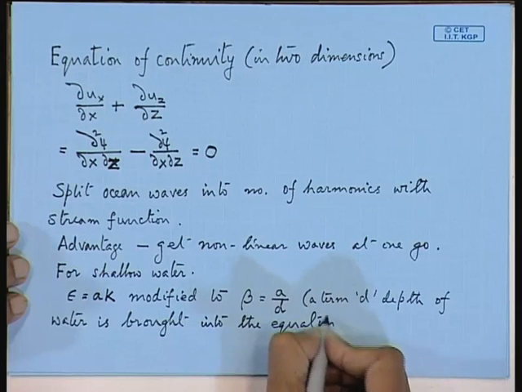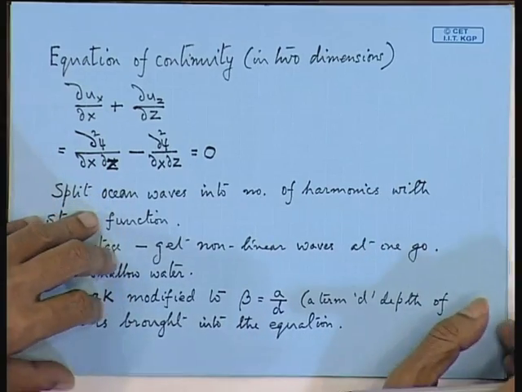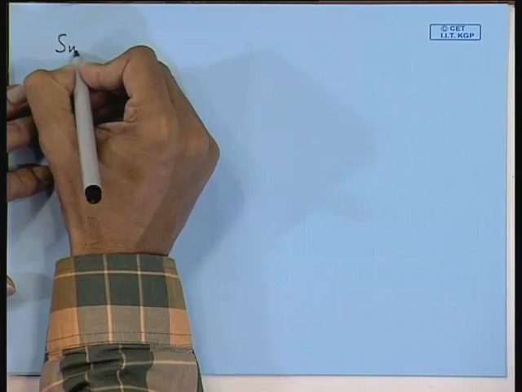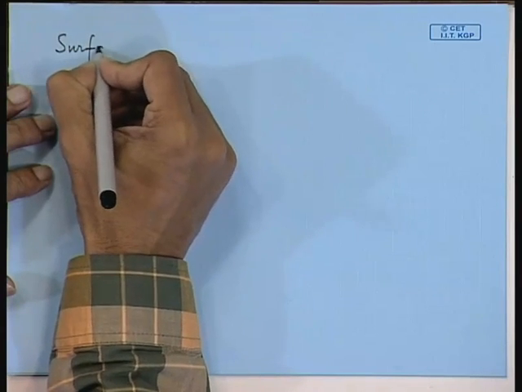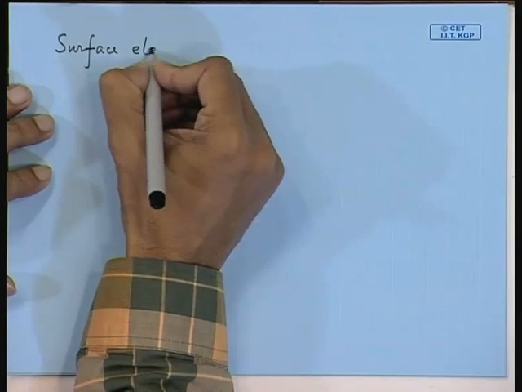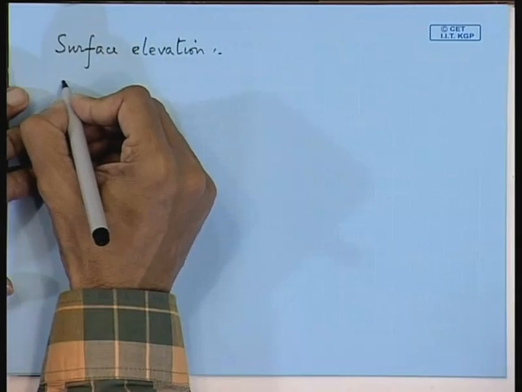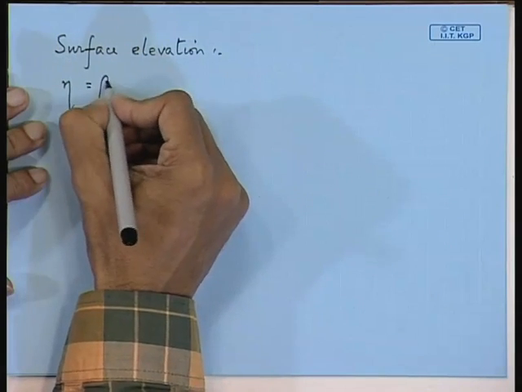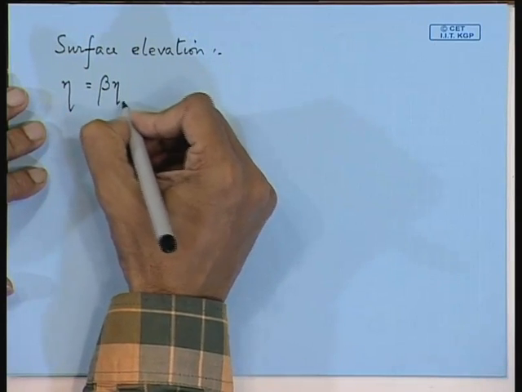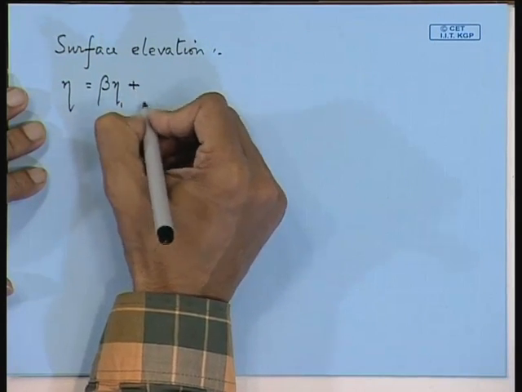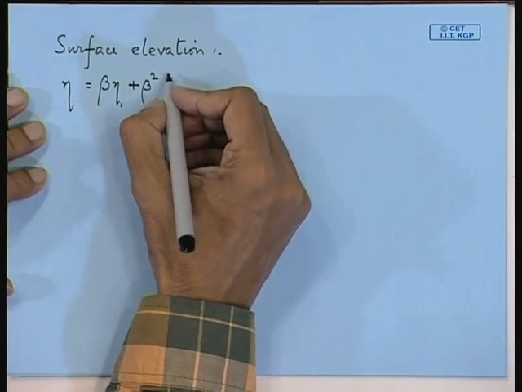So this is what you have to modify, that's all. Now the surface elevation, so that means you can see that the ocean waves are not sinusoidal waves. Then you write the surface elevation equation, surface elevation in terms of beta. Previously we had written in terms of epsilon, so now you write this in terms of beta. These are your nonlinear harmonics.